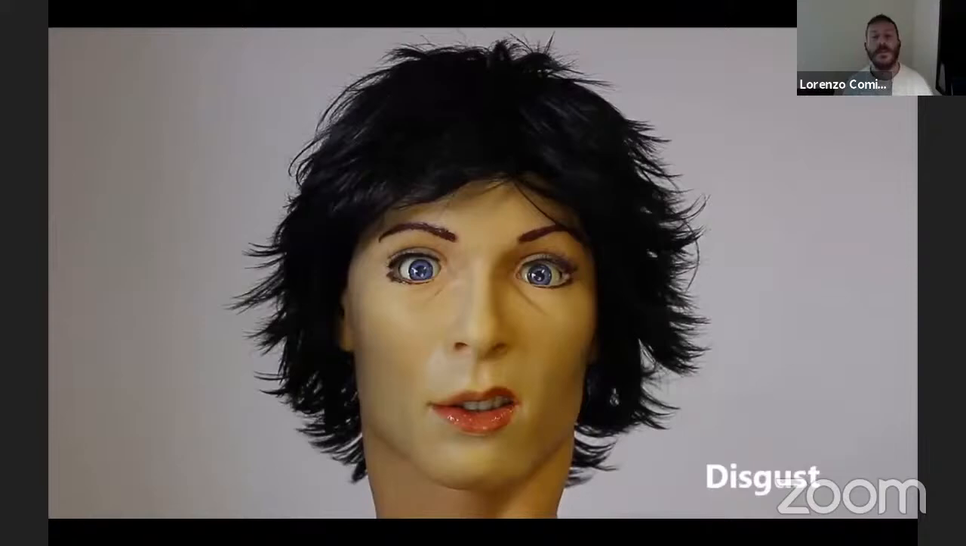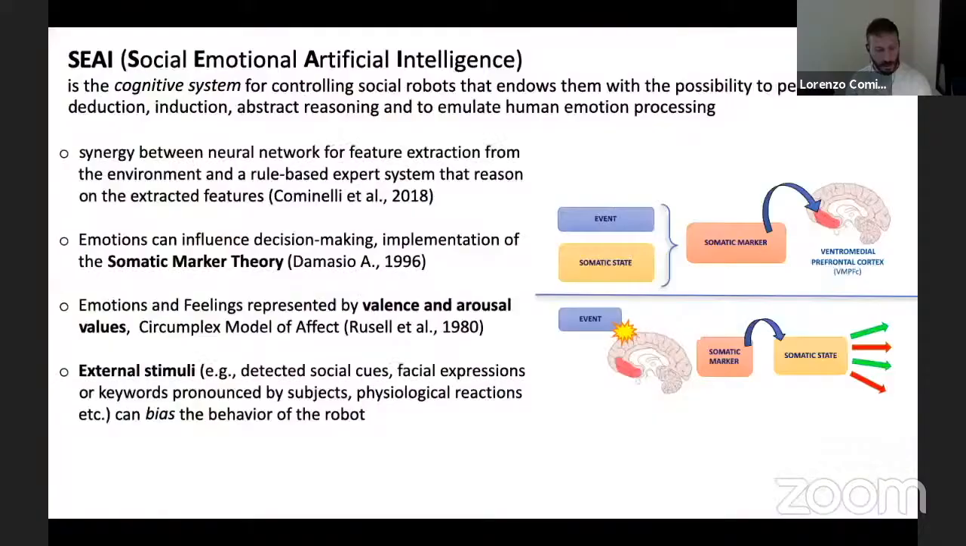Let's pass also to the part of the cognitive system. This is especially and specifically designed for social interaction. This is why it's called a social emotional artificial intelligence. So why this name? It's a cognitive system for controlling social robots, not only the face, that endows them with the possibility to perform also logical deduction, induction, abstract reasoning, and emulates human emotion processing.